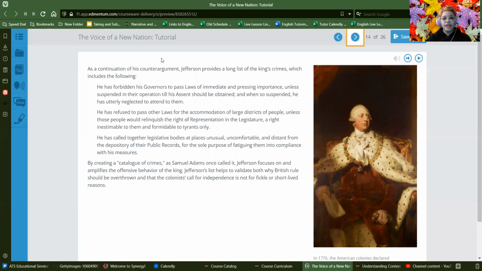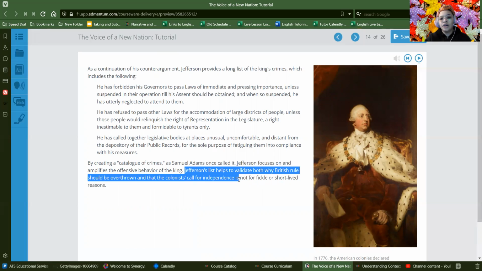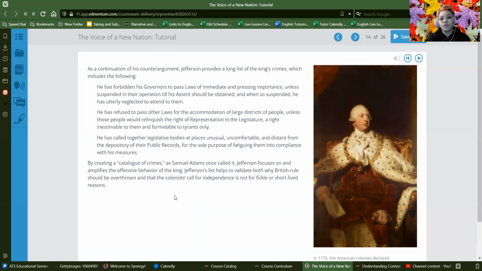And then here they go over the next section right after the example they gave, where he goes over a long list of the king's crimes. It's very long. And by creating that list, Thomas Jefferson focuses and amplifies, or makes it easier to see, the offensive behavior of the king. His list helps to validate both why the British rule should be overthrown and that the colonists' call for independence is not fickle or short-lived.